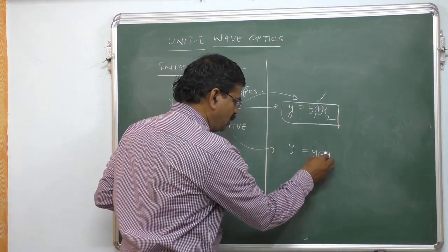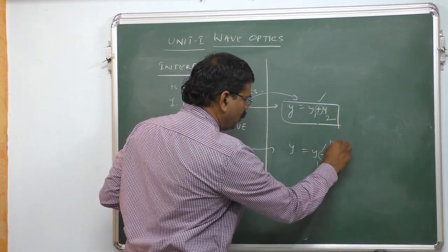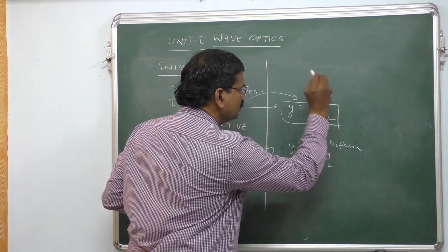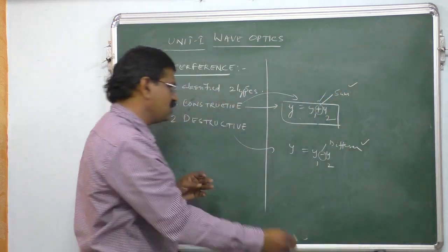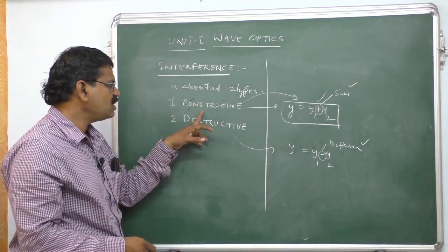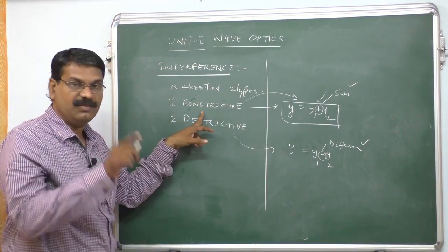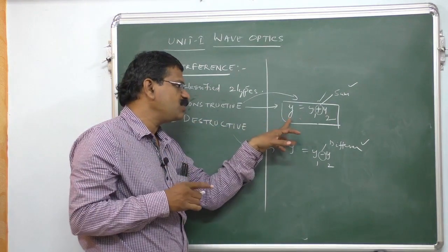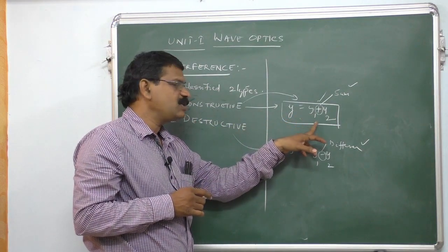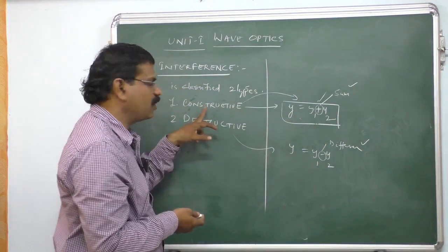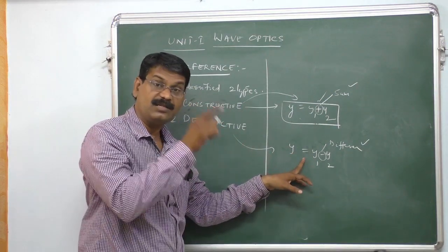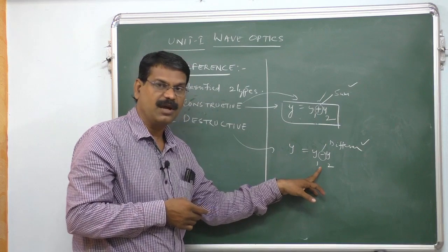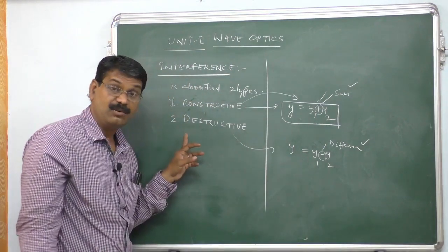So what does this minus represent? Difference. And what does this positive represent? Sum. So how could we finalize these two things? Let us see. If the resultant displacement is equal to the sum of the displacements of the other two waves, we call it constructive interference. And if the resultant displacement is equal to the difference of the displacements of the other two waves, we call it destructive interference.